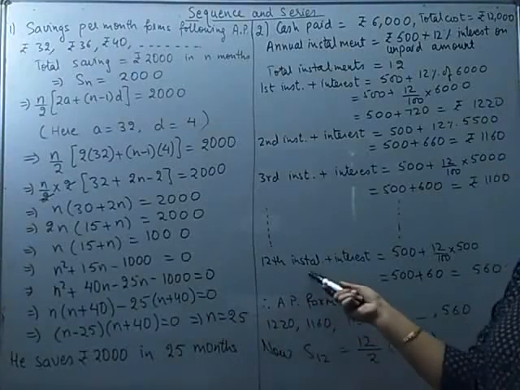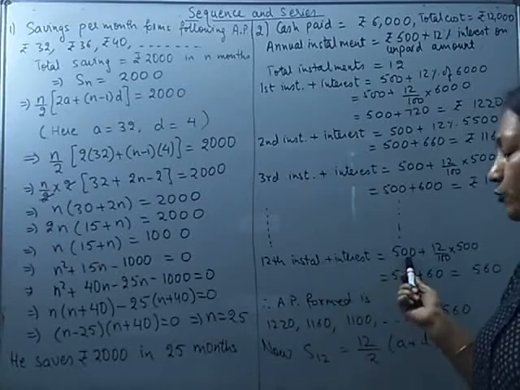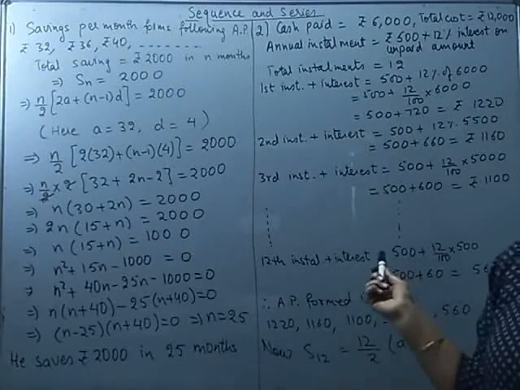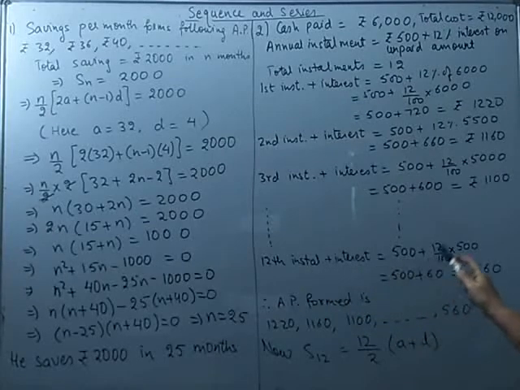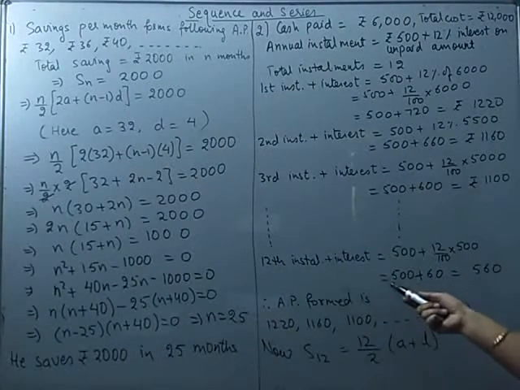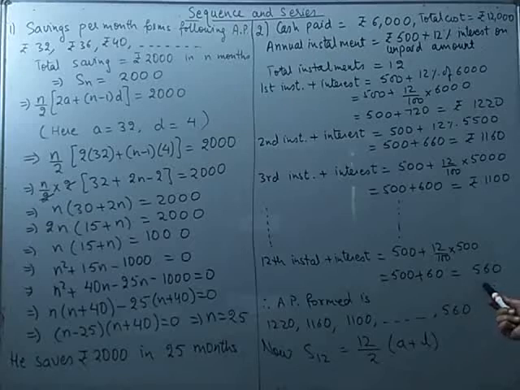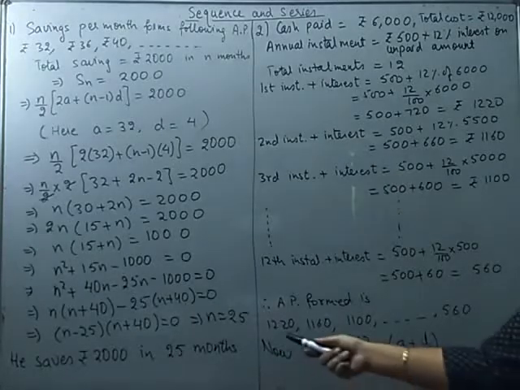Now at the end of the 12th year, the 12th year is the last year when he has to pay an installment of rupees 500 and only 500 amount is left. So the total amount paid will be 500 plus 12% of this amount left, which is 500. This comes out to be 60. So the total amount paid at the end of the 12th year, or the last installment, you can say, is 560.